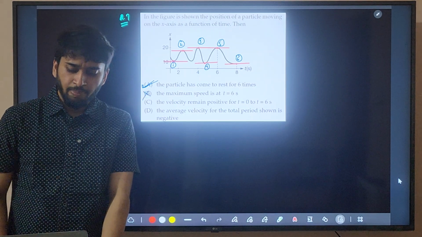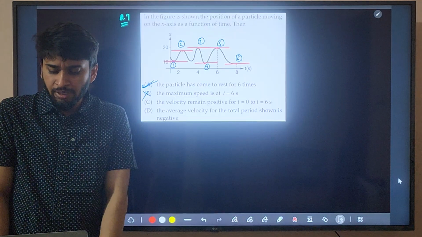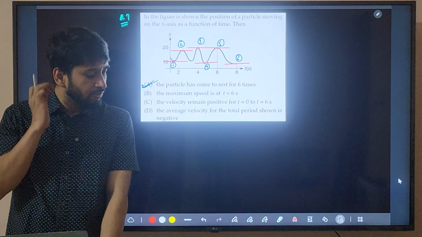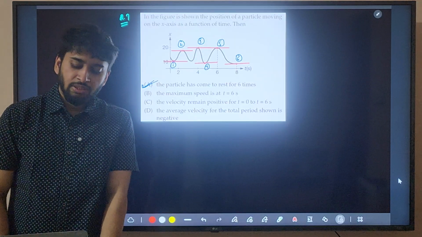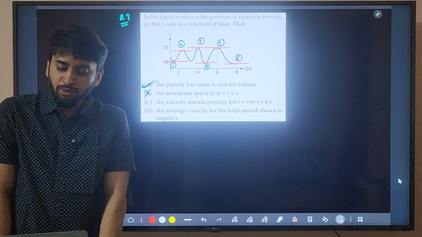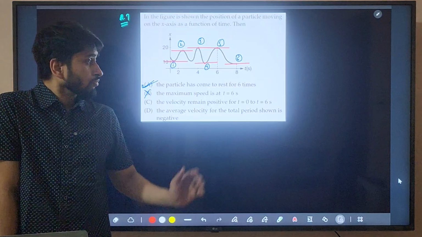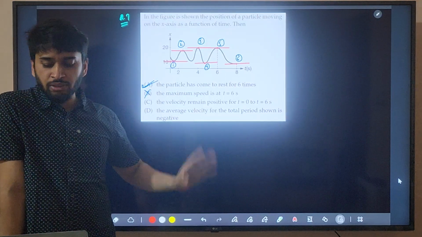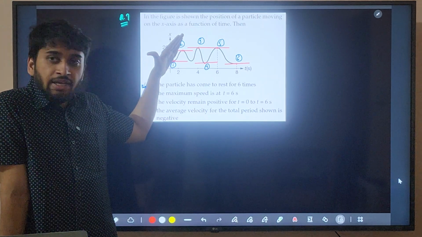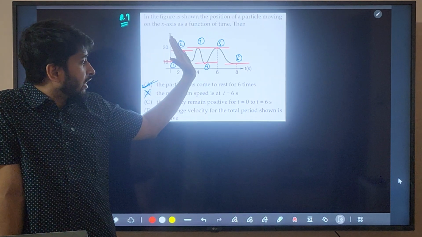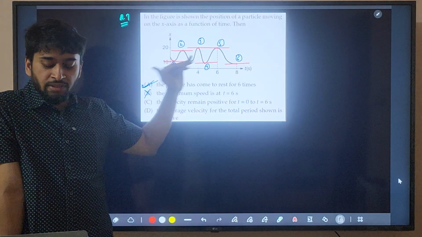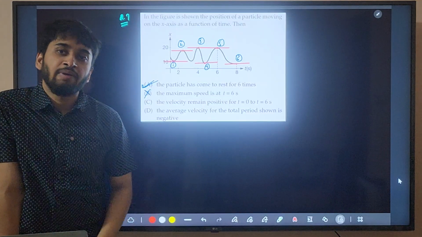This is not correct. Fine. So this one is incorrect. Okay. The velocity remains positive for t equal to 0 to t equal to 6. They are saying between 0 to 6, everywhere the velocity is positive. So that is not correct. Because if I draw a tangent here, it will make an acute angle with the x-axis. If I draw a tangent here, it will make an obtuse angle. Here, the velocity is 0. So it's not correct. Between 0 to 6, the velocity is changing the value as well as the sign.